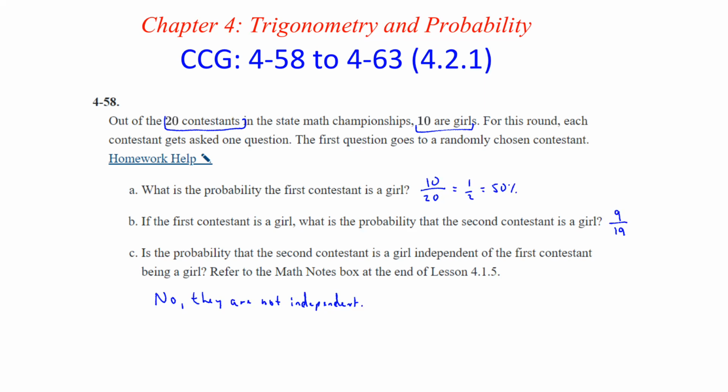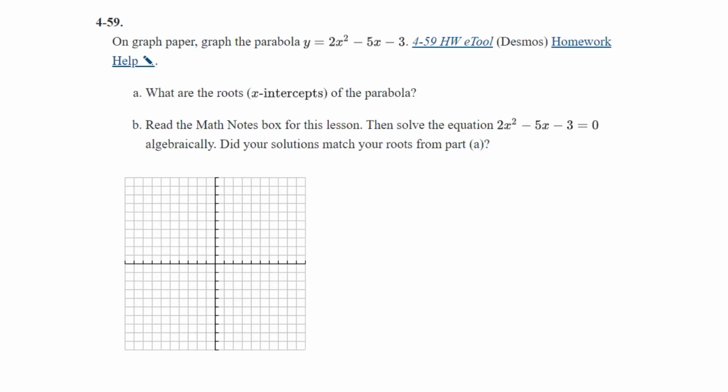Make sure you go back and look at the math notes box from that lesson to go into a little bit more detail. Question 59. On the graph paper, we're supposed to graph the parabola y equals 2x squared minus 5x minus 3. You can use the Desmos tool. You can use your graphing calculator to help you as well.